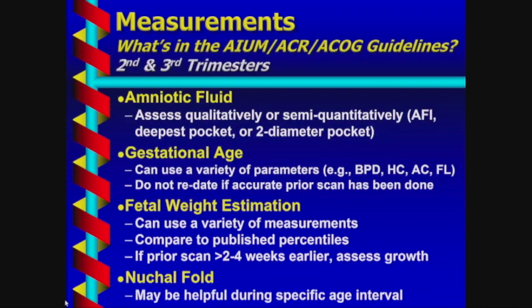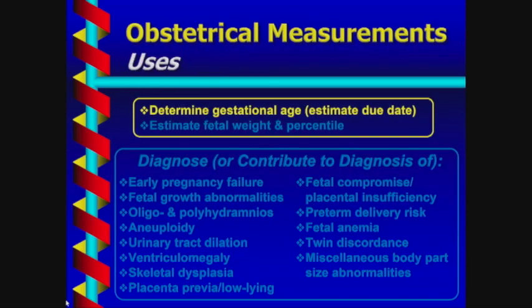So it is a somewhat vague statement about when it should be used, suggesting that it should be used in conjunction with serum biochemistry. In the second and third trimesters, the guidelines talk about some more uses of measurements than in the first trimester, including assessment of amniotic fluid volume, gestational age determination, weight estimation, and they suggest that the nuchal fold may be helpful during a specific age interval. So that's what's in the guidelines. Let me delve into some of the uses over the length of time of my talk.